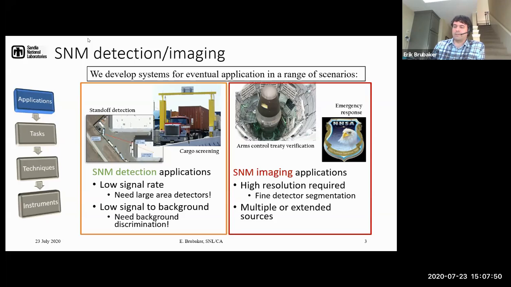In both cases, I'm going to be very upfront that we're focused on special nuclear material. That's partly what drives the neutron focus. There are other applications where other isotopes are of interest, but we're primarily interested in detecting nuclear material that could be used to make a nuclear weapon or that's already in the form of a weapon. Some of these applications are cargo screening at ports and border crossings, and standoff detection.